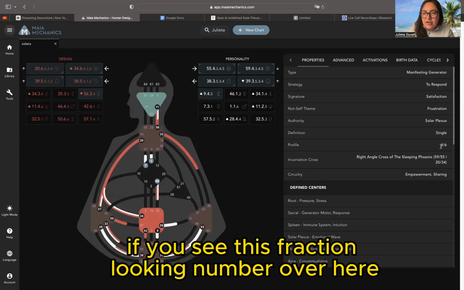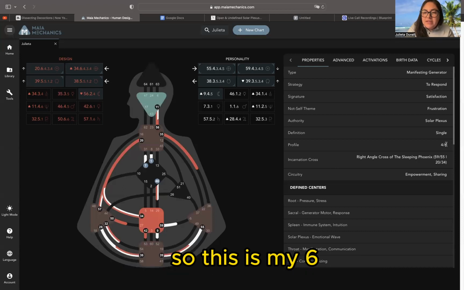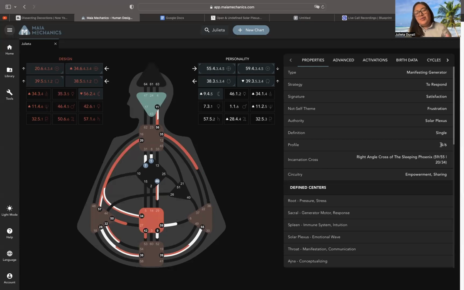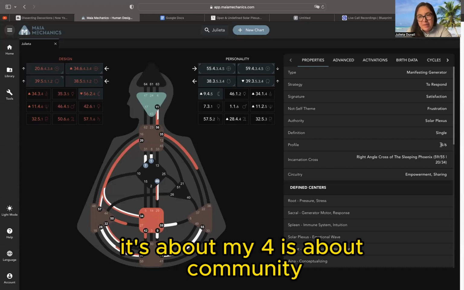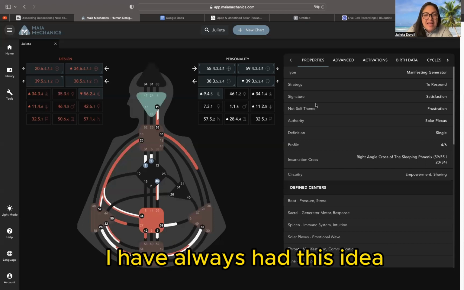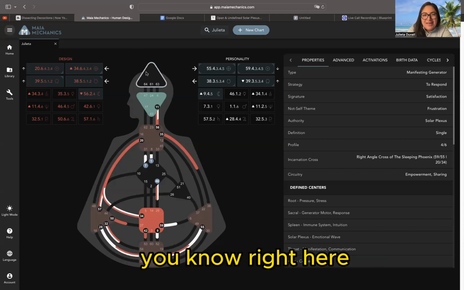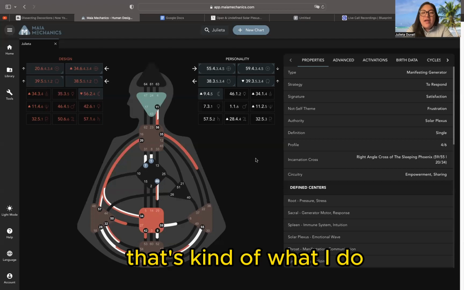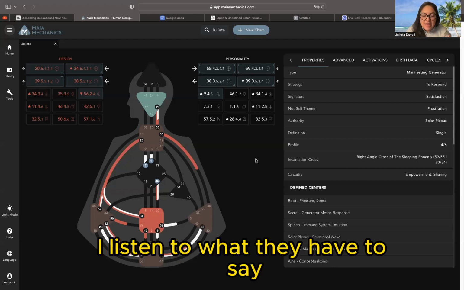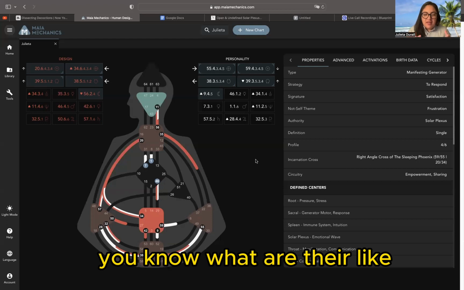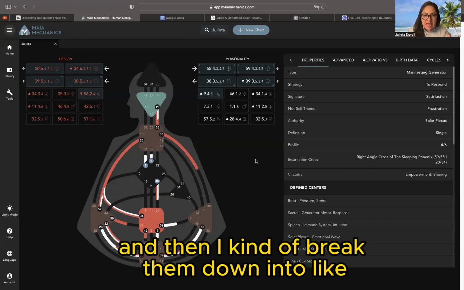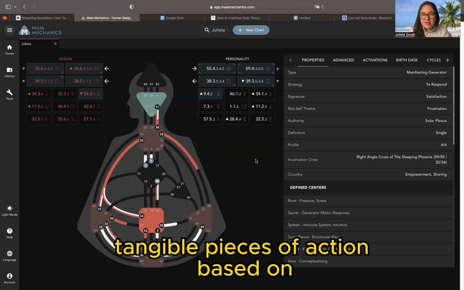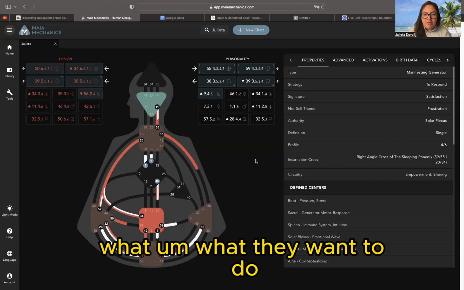If you see this fraction-looking number over here, this is my 6. I'm a 4-6. What does that mean? Okay, this 4-6, my 4 is about community, and I've always known that, because I have always had this idea, right here, my open head, that I am a dot connector. And I know currently in my work, that's kind of what I do. I talk to people, I listen to what they have to say, their ideas and stuff like that, and then I break them down into tangible pieces of action based on what they want to do.